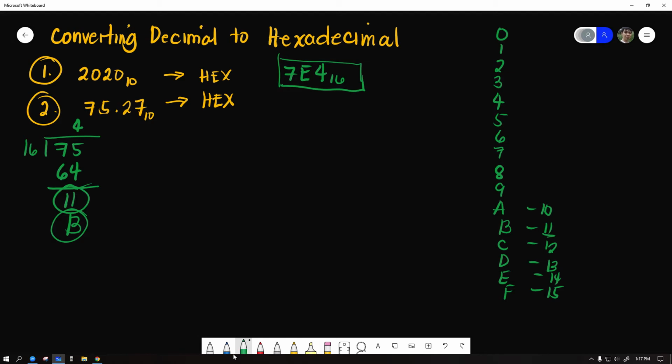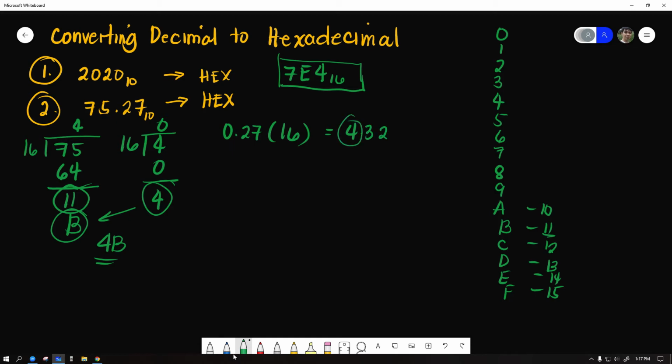And then 4 divided by 16, we don't stop because our quotient is still not 0. This time you are getting 0, and you have a remainder 4. So you read it backwards, your integer part is 4B. How about the fraction part? You need to multiply that by the radix. So you'll be getting 0.27 times 16 is 4.32.